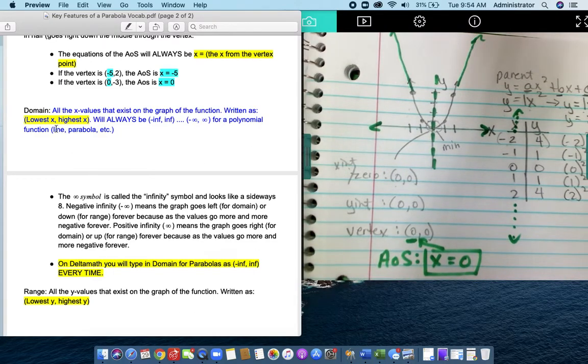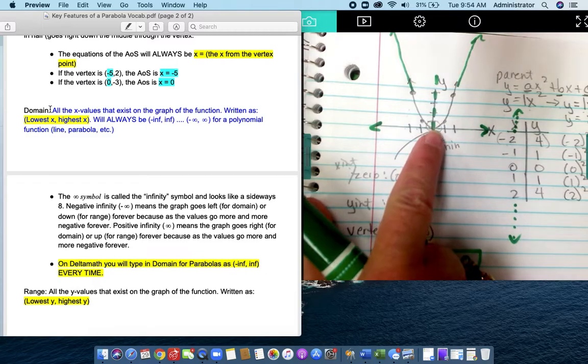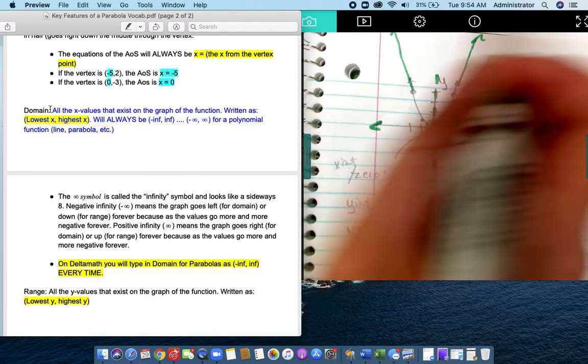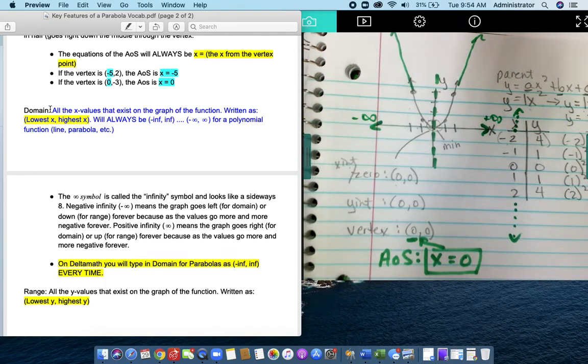So domain describes what the graph is doing as x goes positive towards positive infinity and as it goes left towards negative infinity.